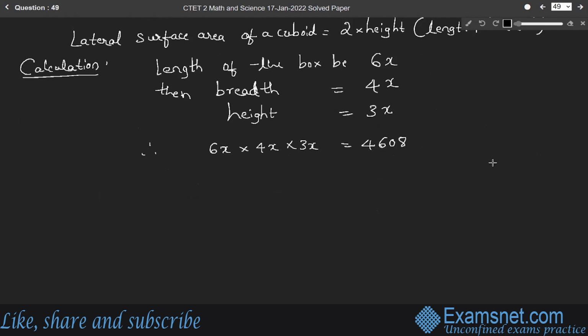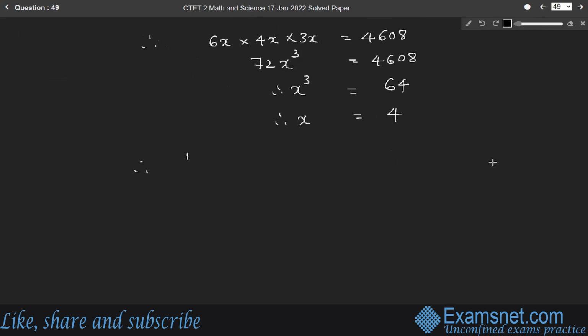4608, which is given. Therefore, 72x cube is equal to 4608. Therefore, x cube is 4608 divided by 72, which is 64. Therefore, x is equal to cube root of 64, which is 4. Therefore, length is equal to 6x, which is 24 centimeter. Breadth is 4x, 16 centimeter. And the height is 3x.